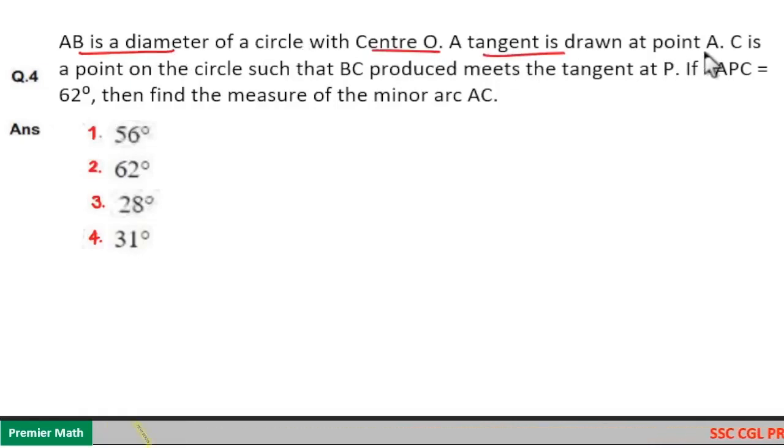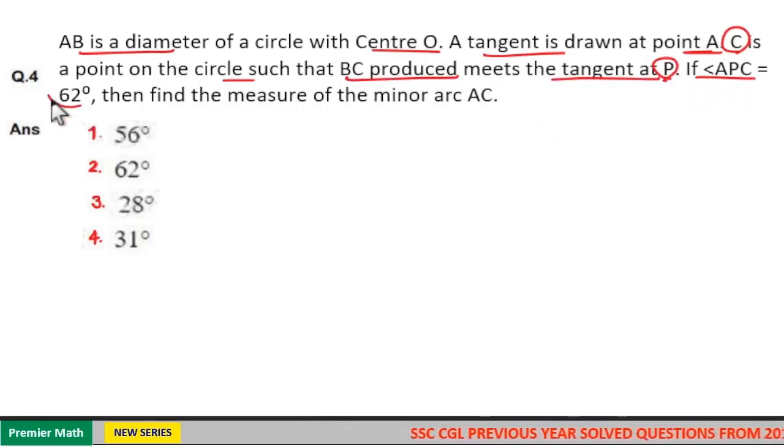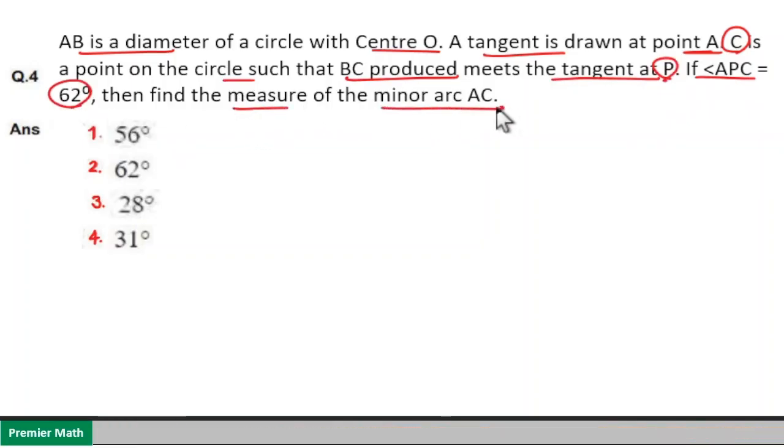AB is the diameter of a circle with center O. A tangent is drawn at point A. C is a point on the circle such that BC produced meets the tangent at P. If angle APC is 62 degree, then find the measure of minor arc AC.